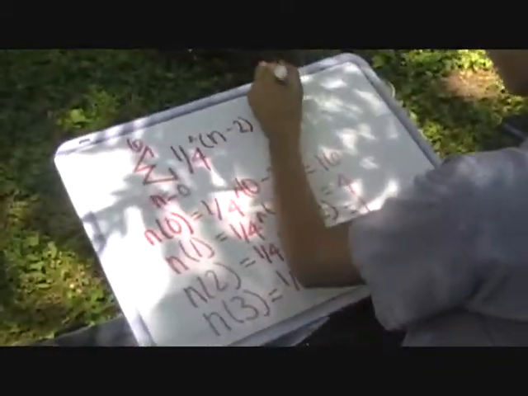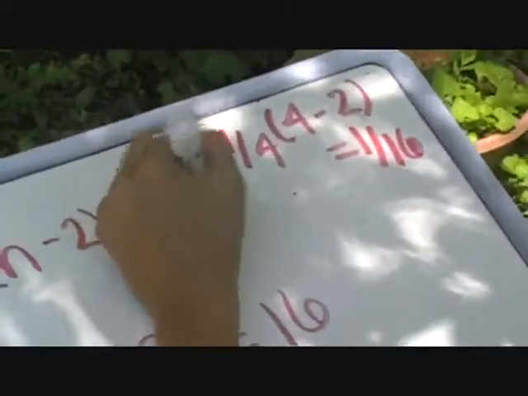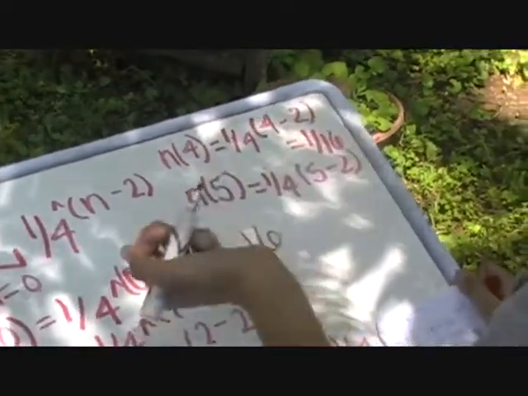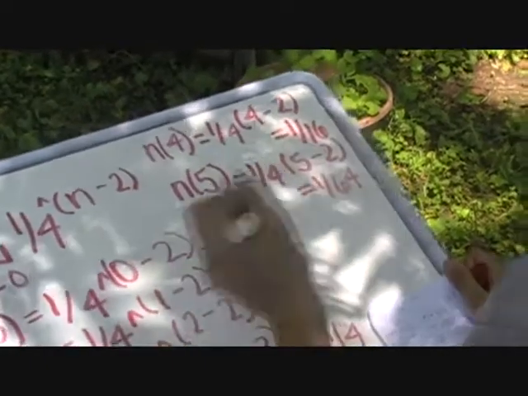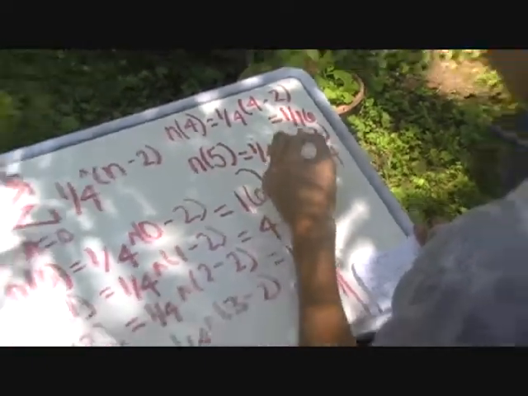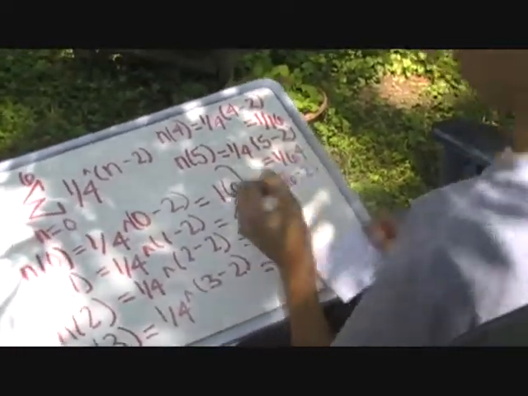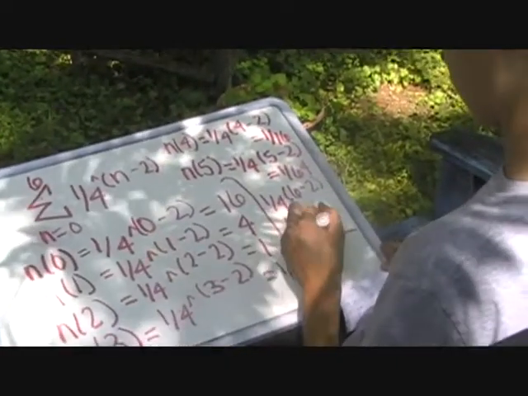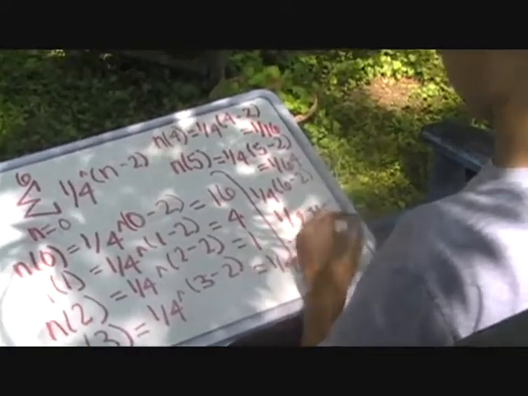Summations. We're plugging them in. Do this for the rest of them. And as you can see, it is making a pattern. We have 2 more. 1/4 to the power of 5 minus 2, which gives us 1/64. And 1/4 to the power of 6 minus 2, which gives us 1/256. If we add all these together, we'll get 5,461/256.